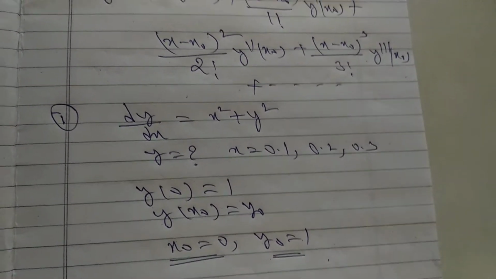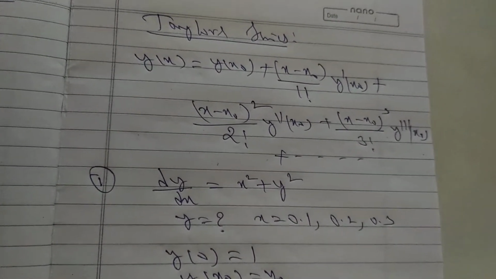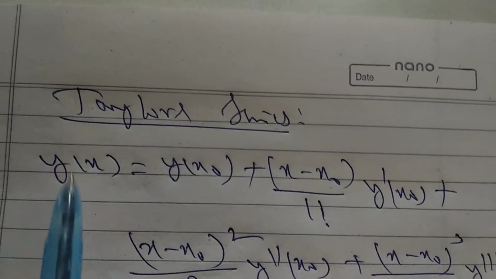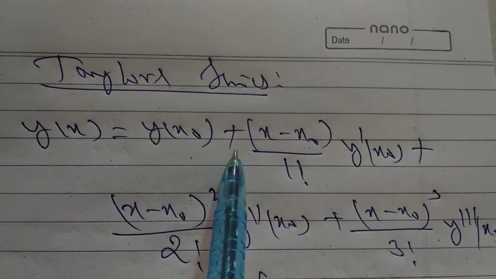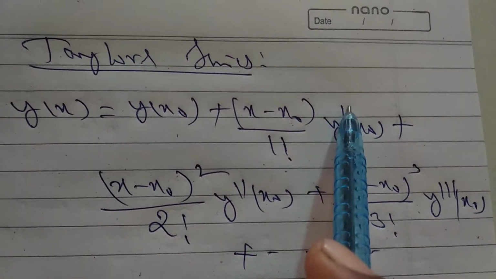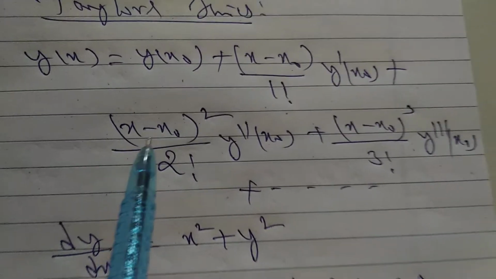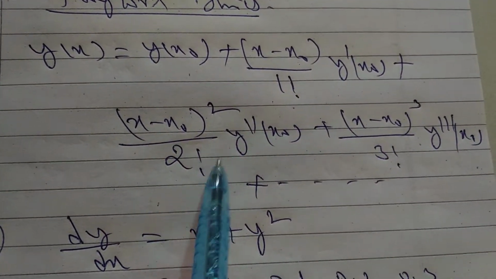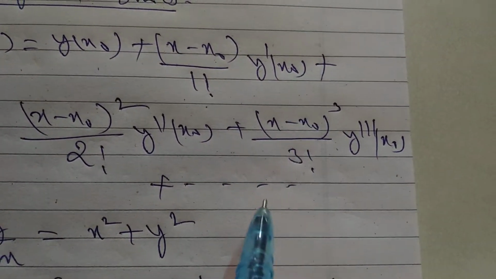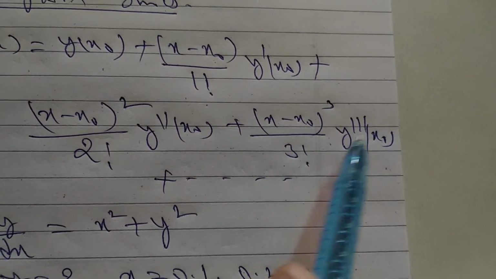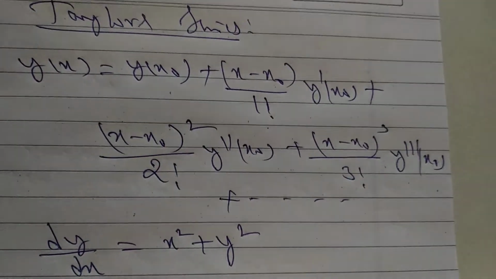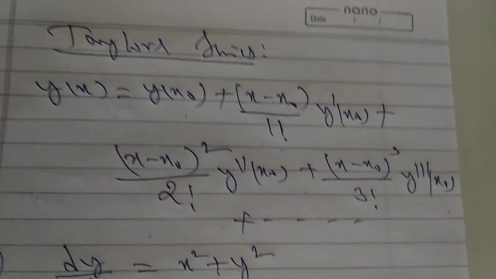Now you have to take this problem. First, you have to write the formula. What is the formula? y of x is equal to y of x naught plus (x minus x naught) divided by 1 factorial into y dash of x naught, plus (x minus x naught) whole square by 2 factorial into y double dash of x naught, plus (x minus x naught) whole cube by 3 factorial into y triple dash of x naught, plus etc. The remaining terms are not necessary because this problem is given up to the third degree term.